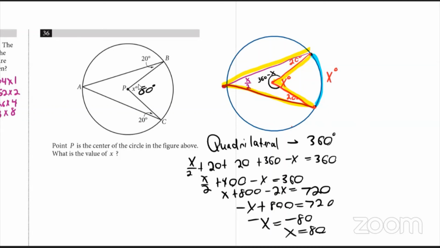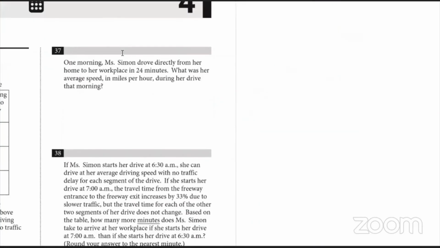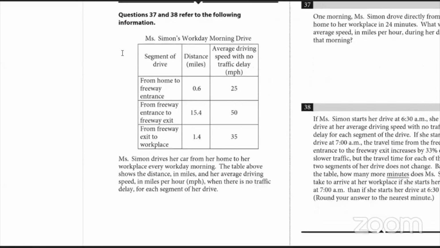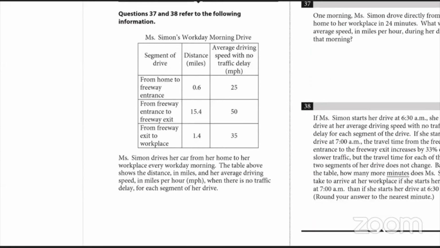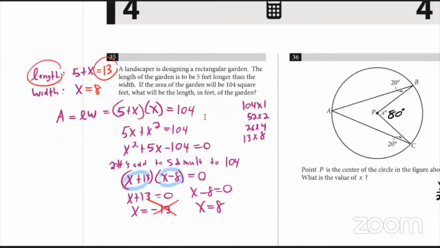So that's number 36. The answer is 80, and we demonstrated it two different ways. I'd love to hear in the comments which of those ways was your preferred way to do things. Going over to number 37 now.